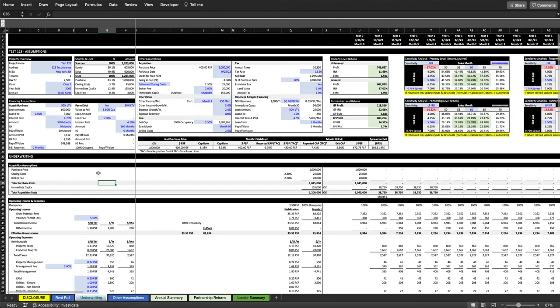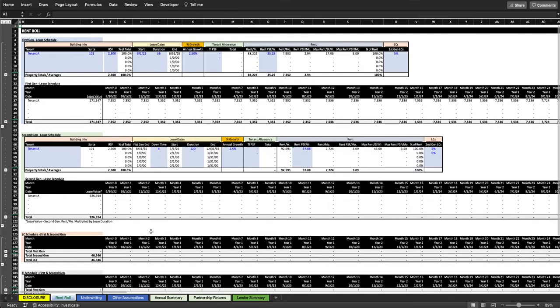But to start, this is a 10-year model. It's broken out by month and it's fully dynamic, meaning you change the information or your assumptions in the blue cells and the rest of the model updates accordingly. So I'll start with the rent roll tab. This is where you put in all of your leasing assumptions for your tenants.